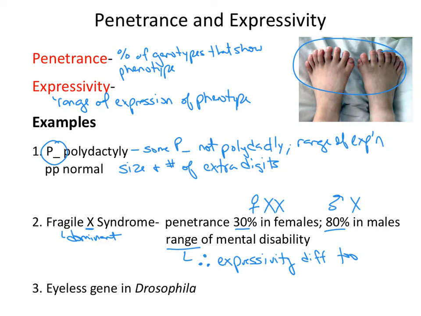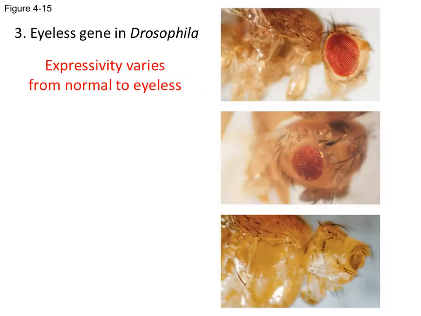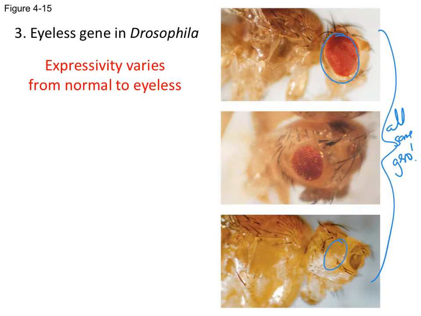Now we're going to look at the eyeless gene in Drosophila. All of these images have the same genotype. A nice normal eyeball, and no eyeball. In the lab, you can control the genetic background and the environment. Based on those studies, we know that the genetic background and the environment can affect when the genotype of eyeless goes to phenotype.